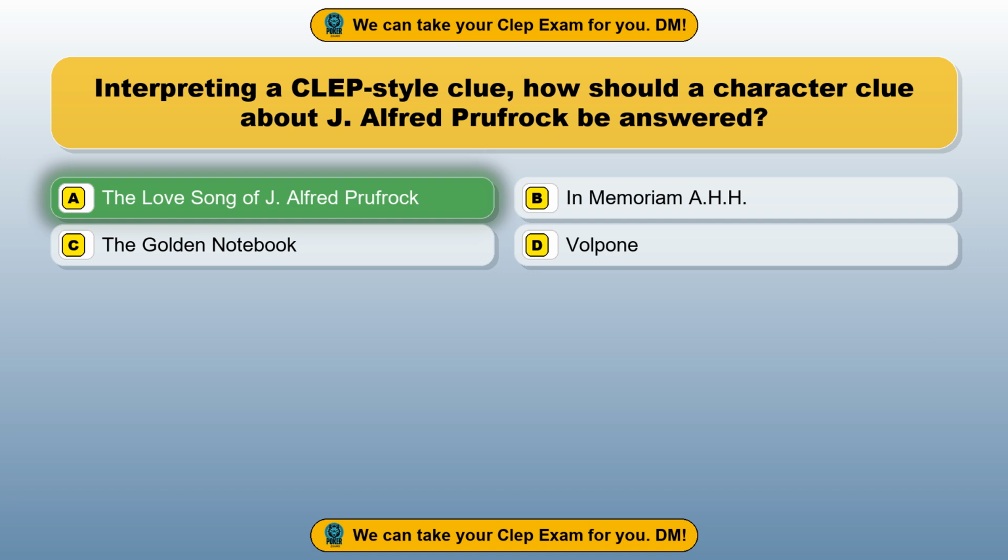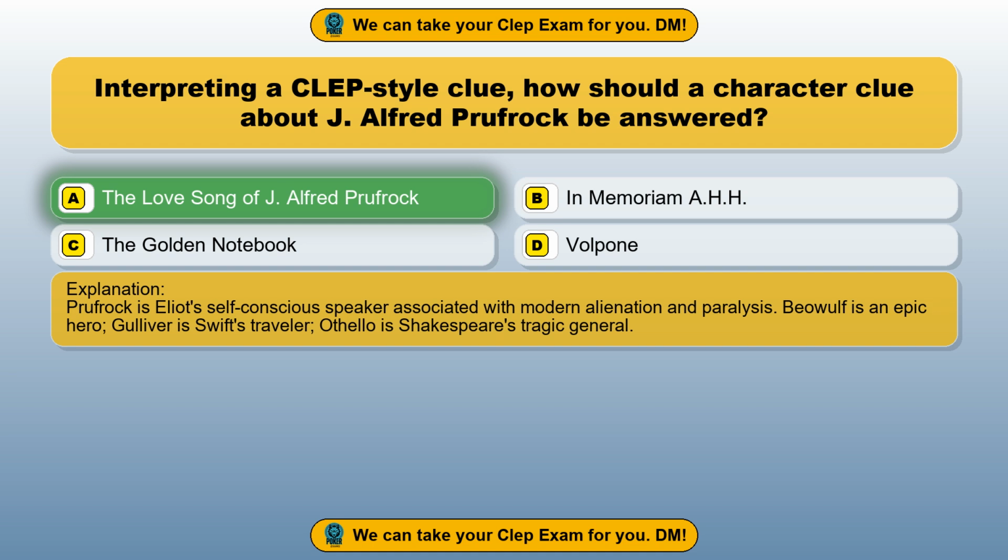Alfred Prufrock. Prufrock is Eliot's self-conscious speaker associated with modern alienation and paralysis. Beowulf is an epic hero, Gulliver is Swift's traveler, Othello is Shakespeare's tragic general.